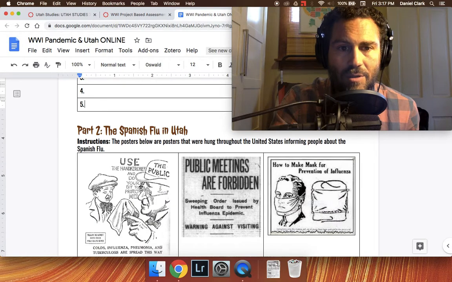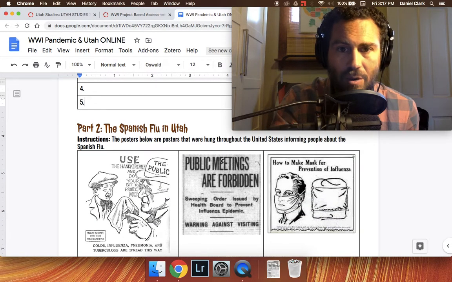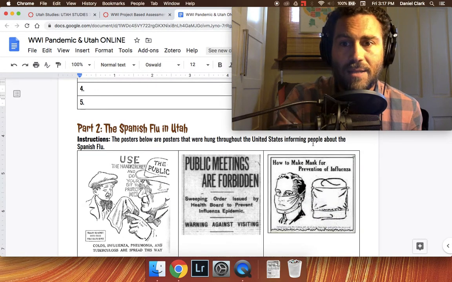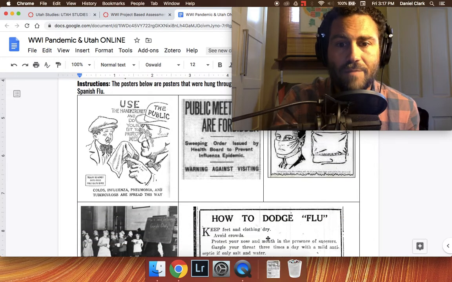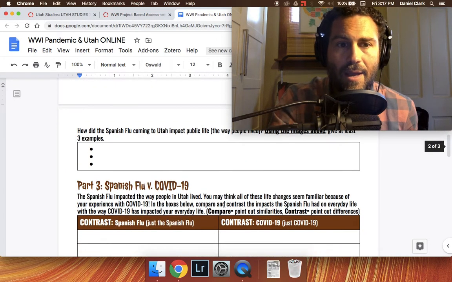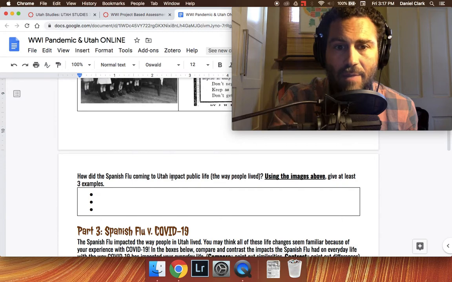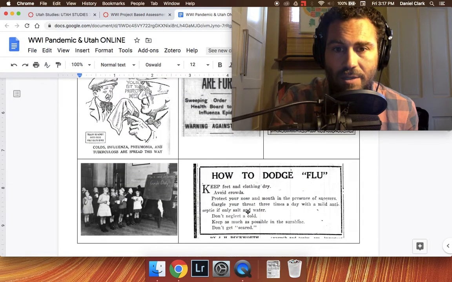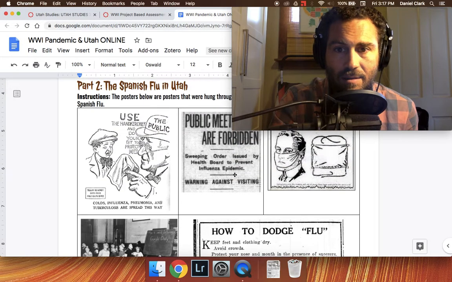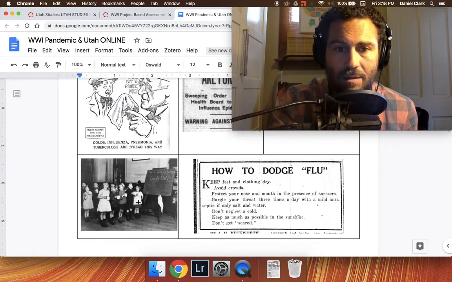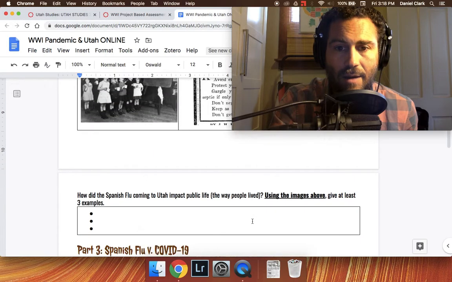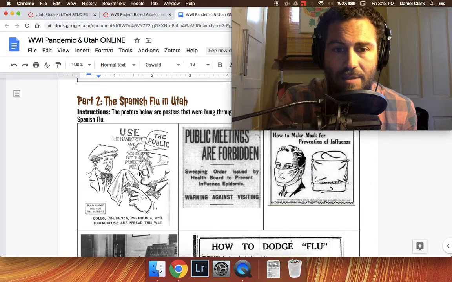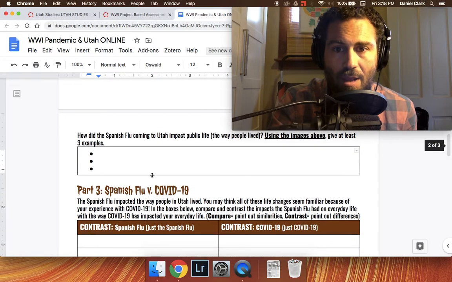Next up, I want you to take a look at some of these posters that were hung throughout the United States informing people about Spanish flu. So you look at those. How did the Spanish flu coming to Utah impact public life? Use these images. What are some things that it says here on how it affected people's daily lives? Give 3 examples from these 3 images, okay?